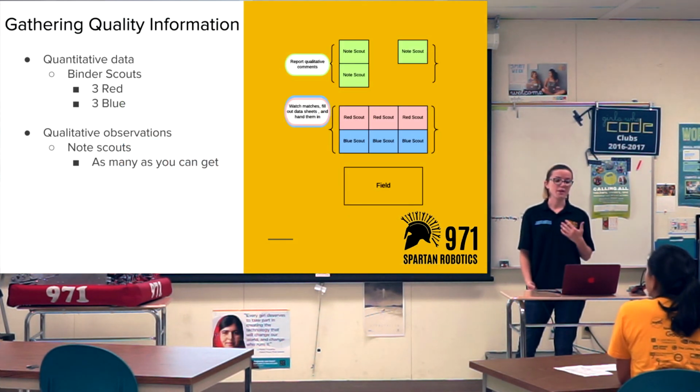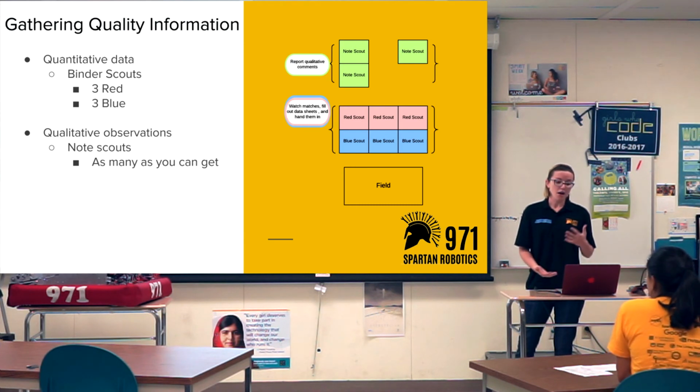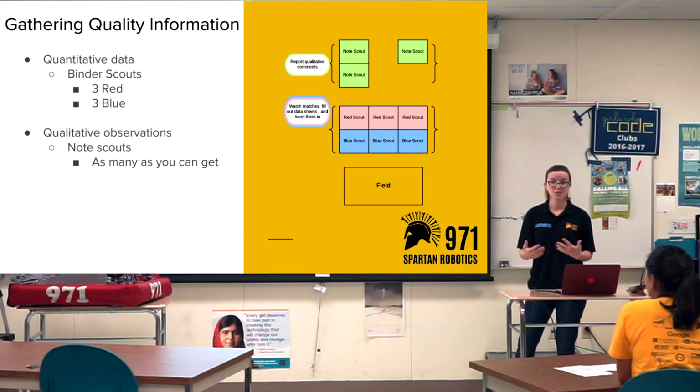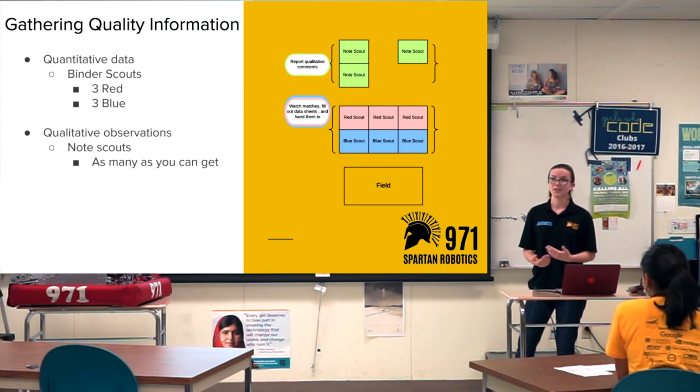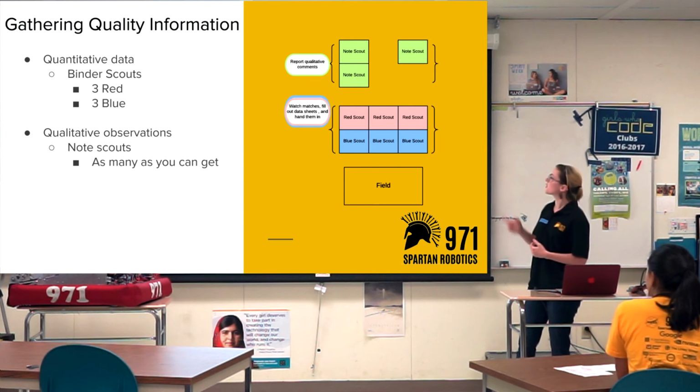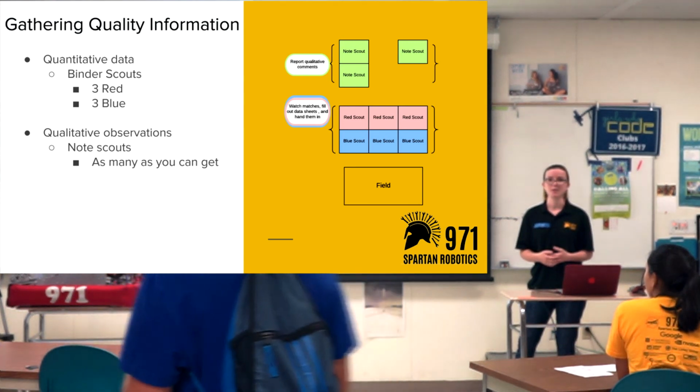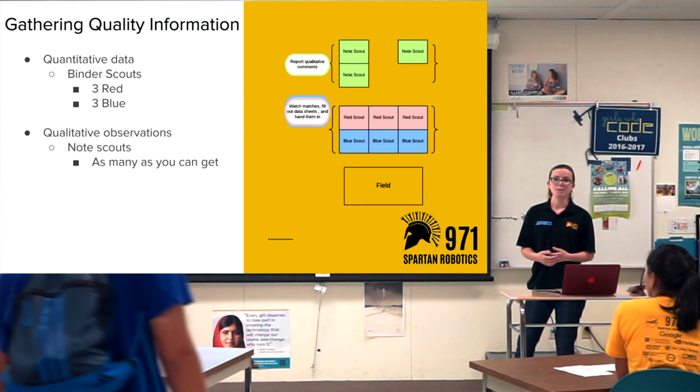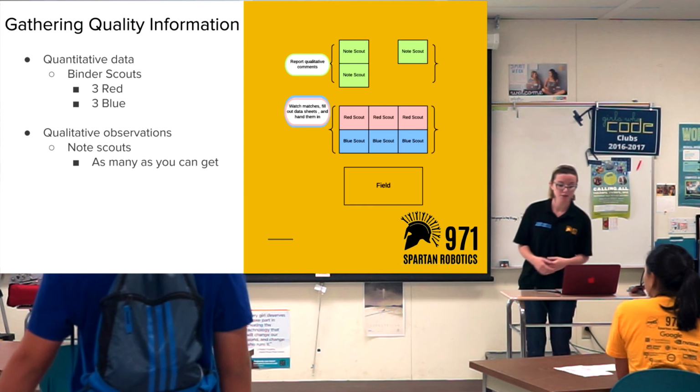First we're going to start with gathering quality information. I'm first going to point out the positions that the two types apply to, and then we're going to go in depth. For quantitative data, we have binder scouts, 3 red, 3 blue. They scout the 3 red robots and the 3 blue robots, and they have red binders and blue binders. It's all very color-coded. And then for qualitative observations, we have note scouts. There are 3 of them on the flowchart just because that was convenient for the spacing, but really, get as many of them as you can.